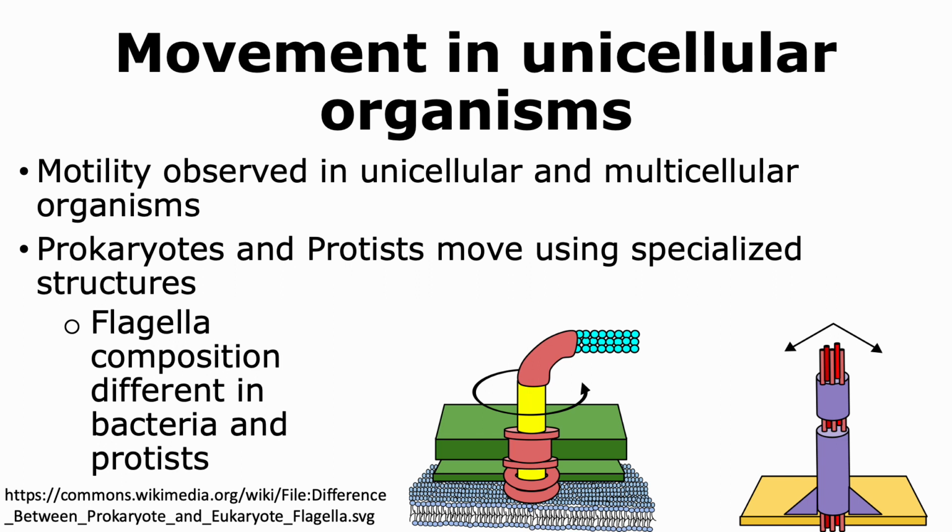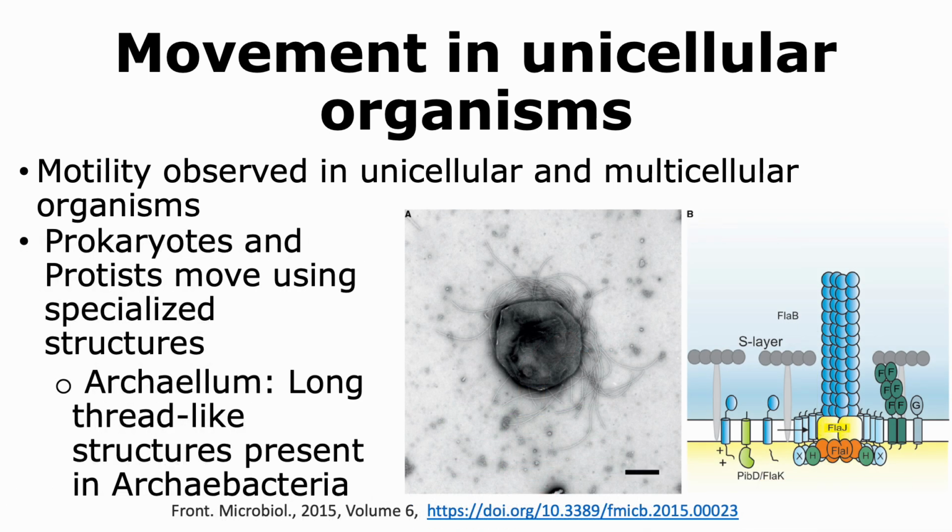Even though flagella is observed in bacteria and protists, the composition is different, where in bacteria it is made of the protein called as flagellin, whereas in the case of protists, the flagella is made up of microtubules. Archaebacteria also show the presence of a flagella-like structure called as an archaellum that allows mobility in these prokaryotes.